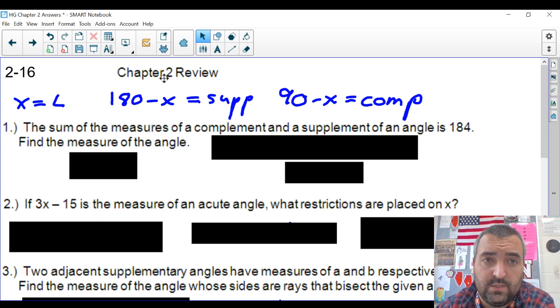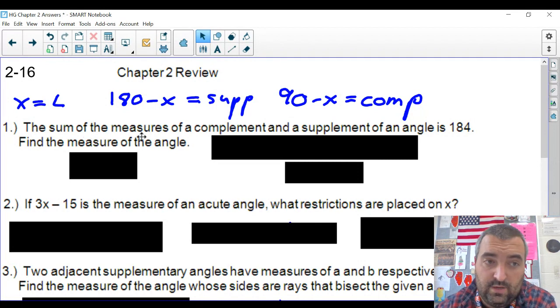So this is really just review, so there's nothing new here. But I'll go through each question just to make sure you understand how it's done again. Something I'm going to be using a lot, so I wrote it right at the top, is the idea that x equals the angle, 180 minus x is the supplement of that angle, and 90 minus x is the complement of that angle. Like I said, I'm going to be using that a lot, especially for these first few questions.